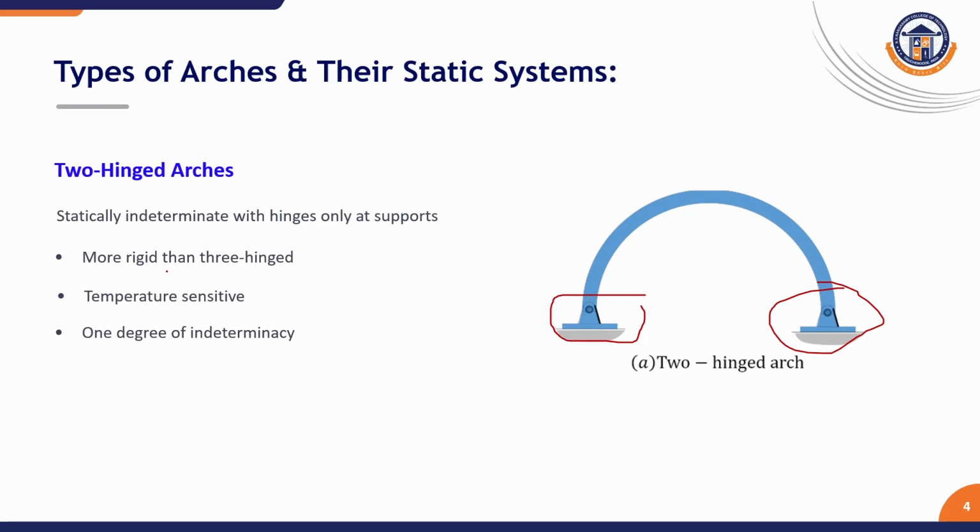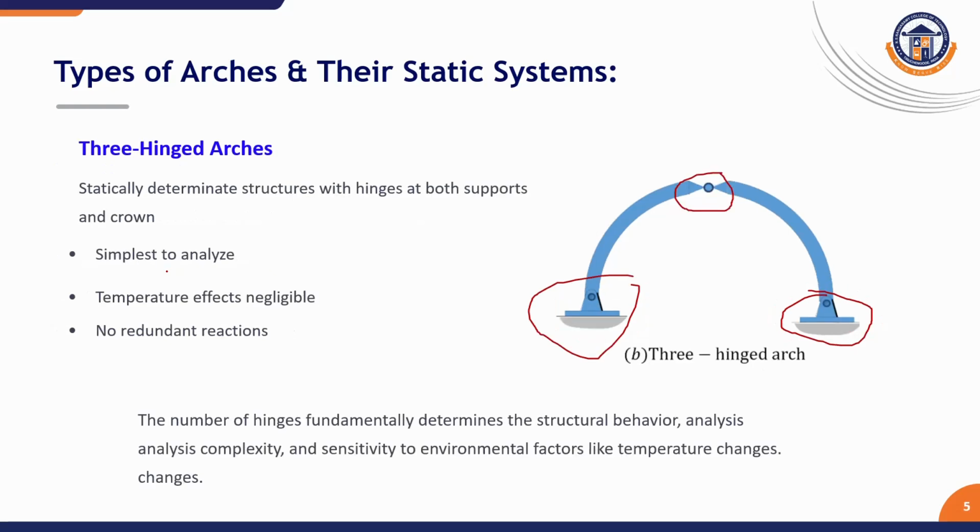Whereas the three-hinged arch has hinges at both the supports and at the crown. It is the simplest to analyze, temperature effects are negligible, and no redundant reactions are necessary. Because of its simplicity, this arch is ideal for learning arch behavior. The number of hinges fundamentally determines the structural behavior, analysis complexity, and sensitivity to environmental factors like temperature changes.